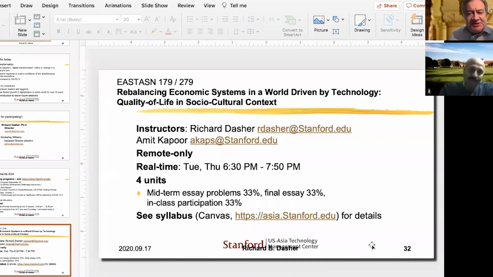I have one slide on the course. So this is the basic information about the course. The syllabus will be posted in Canvas. It will also be available on the website for the US Asia Technology Management Center. It is remote only, but it's a real-time course happening on Tuesdays and Thursdays from 6:30 to 7:50 in the evening. We would be delighted to have a good group of 20 or 30 people in this course.